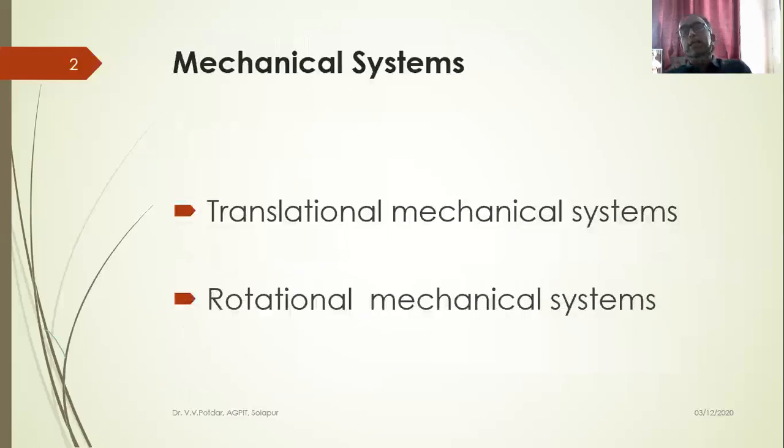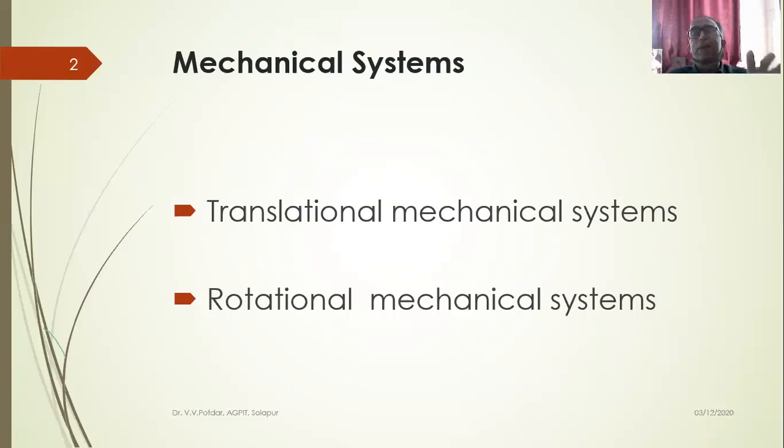Now, in mechanical systems, in our curriculum, we are supposed to study... because physical mechanical systems are there, electrical systems are there, electronic systems are there, computer systems are there, geographical systems are there, climate control systems are there, demographic systems are there. Every system can be modeled. Even fluid systems are there, hydraulic systems are there, pneumatic systems are there.